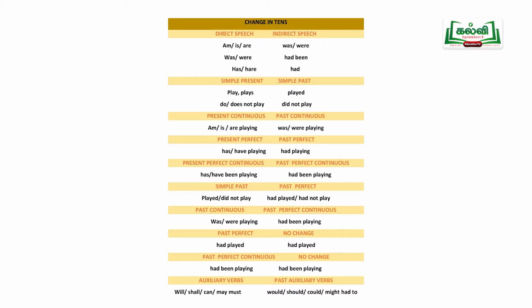Present continuous tense changes into past continuous tense. Am or is or are playing becomes was or were playing. Present perfect becomes past perfect. Present perfect continuous becomes past perfect continuous. Simple past becomes past perfect. Past continuous becomes past perfect continuous. Past perfect has no change and past perfect continuous also has no change. Then the present auxiliary verbs become past auxiliary verbs. Will becomes would, shall becomes should, can becomes could, may becomes might, must becomes had to.